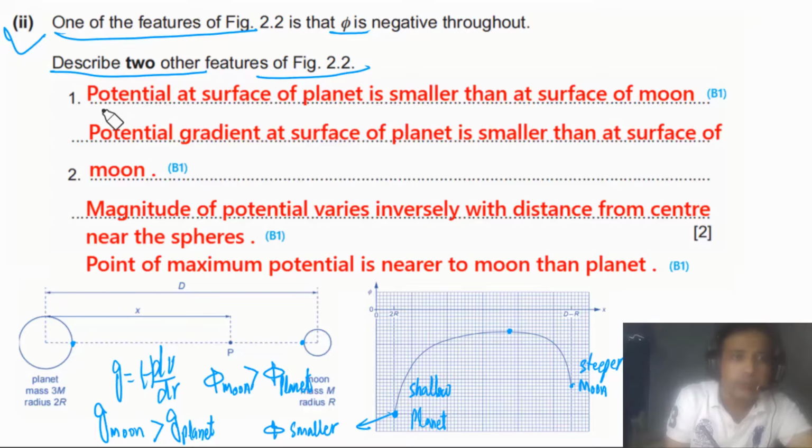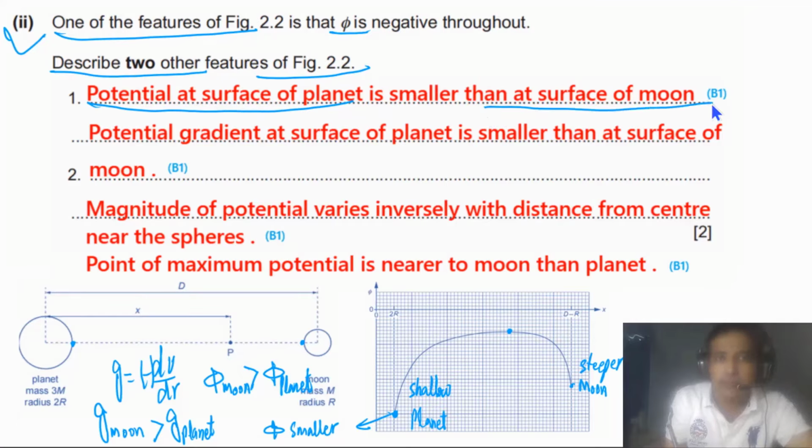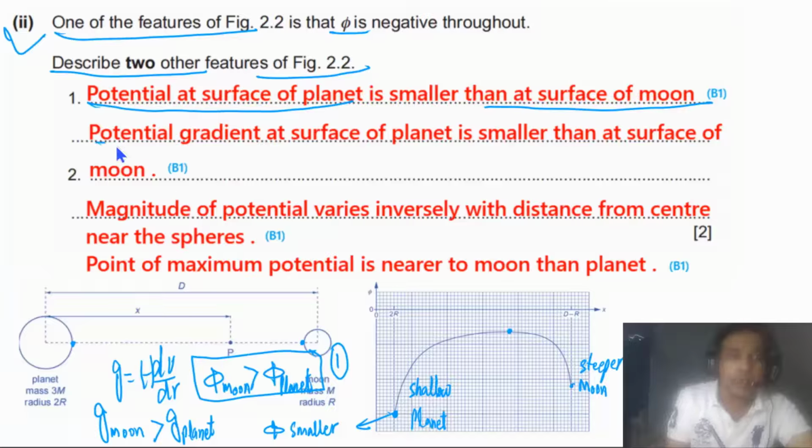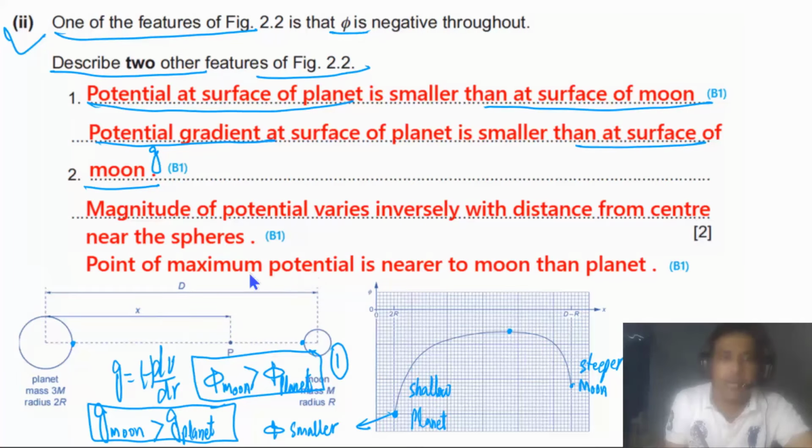Simply, one point you can say: potential at the surface of the planet is smaller than at the surface of the moon, as we have discussed here. So this one point you can write down. Second, you can say potential gradient, and potential gradient means you're talking about G, at the surface of the planet is smaller than at the surface of the moon, as we have discussed here. And the point of maximum potential is closer to the moon.